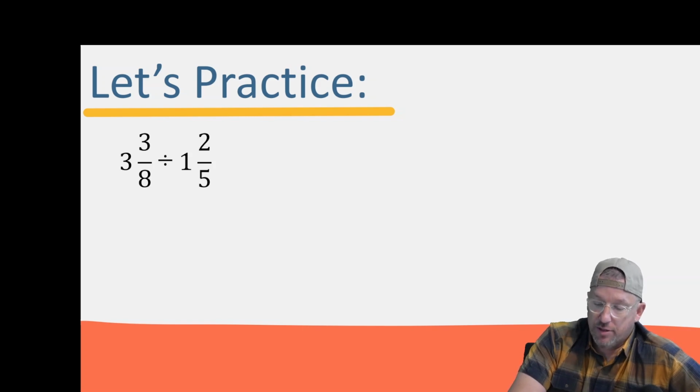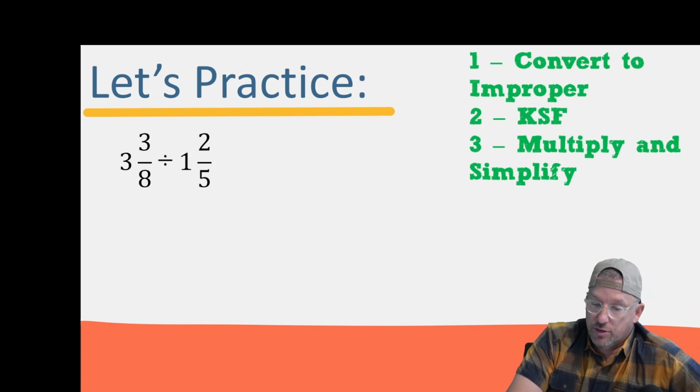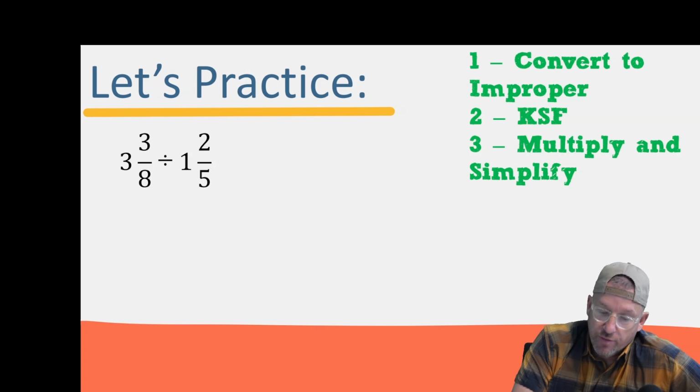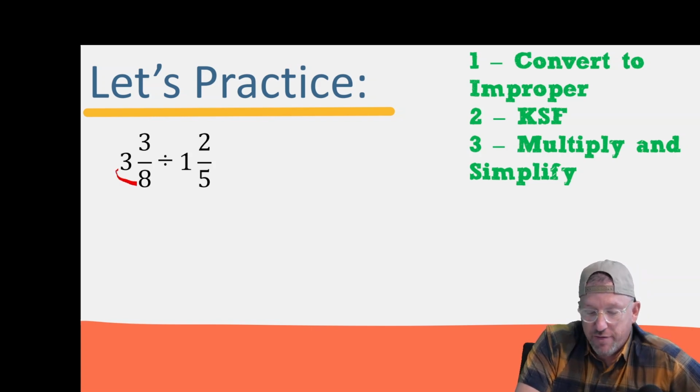Well, what's the first thing we're going to do? We are going to convert to improper, keep, switch, flip. So here we go. 3 3/8. Let's convert. How many times does 3 go into 8? Or what is 3 times 8? That's 24. And then we add our numerator, and that gives us 27.